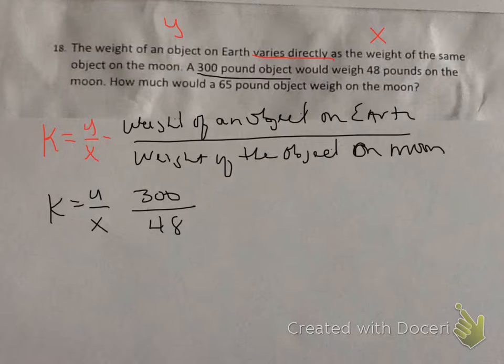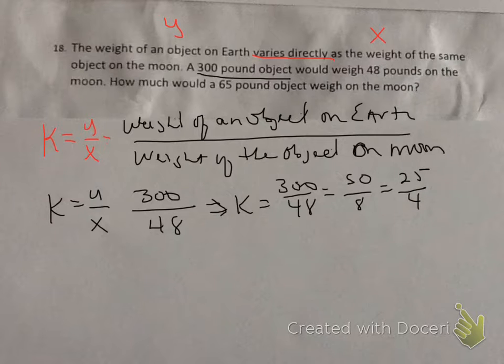All right, and there's a couple of ways we could do it. We could do a proportion and solve it for the problem, or if they ask for an equation, we could do it that way as well. So this is our k. k is 300 over 48. And if you notice, they're both even, so I could divide both by 6, for example, so that would be 50 over 8. And then if I divide both by 2, that would be 25 over 4. And so it looks like our k would be 25 over 4.